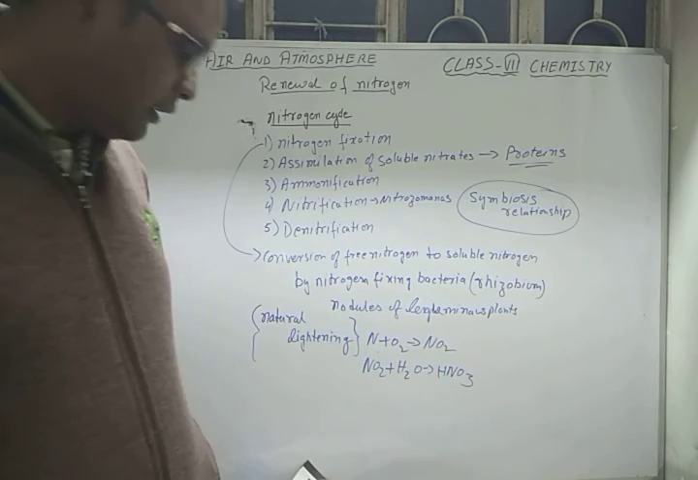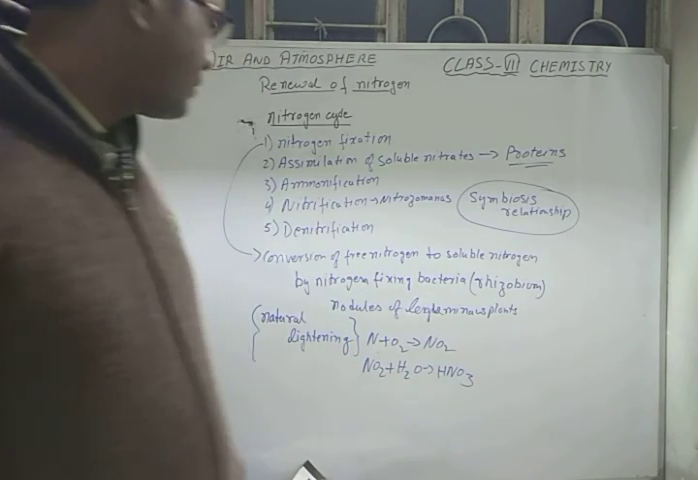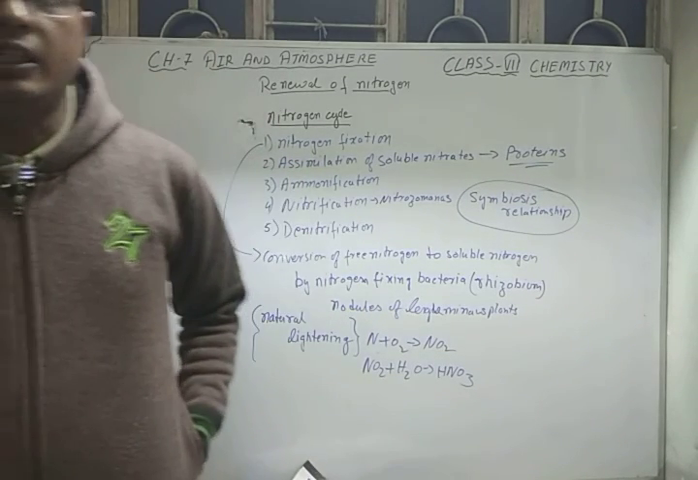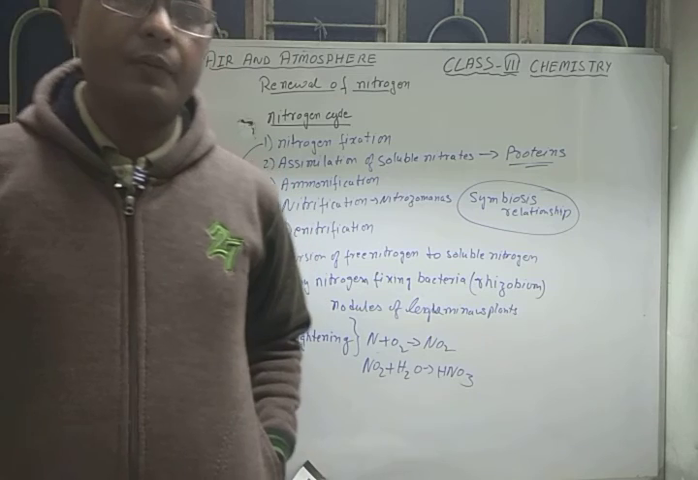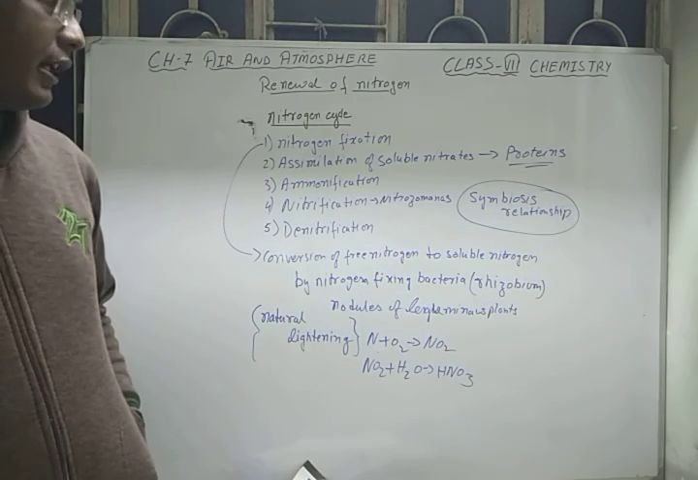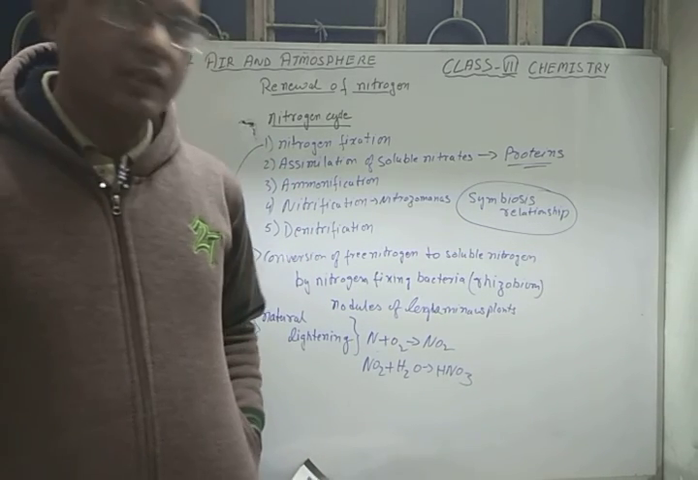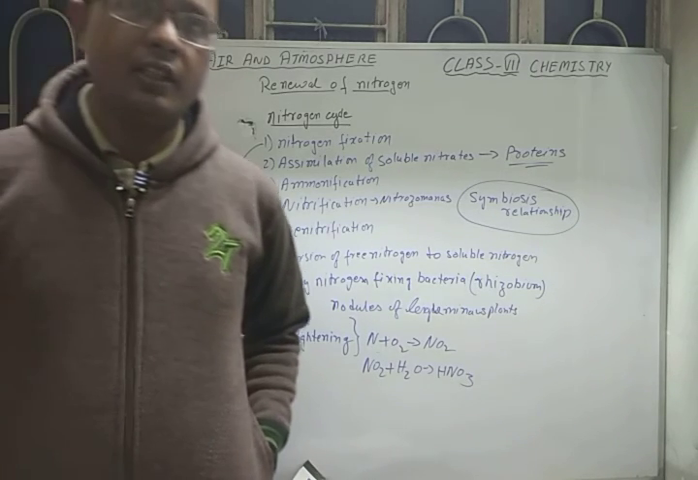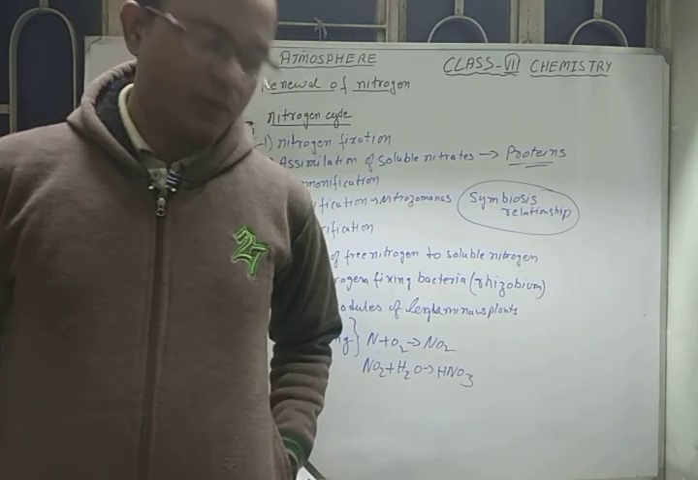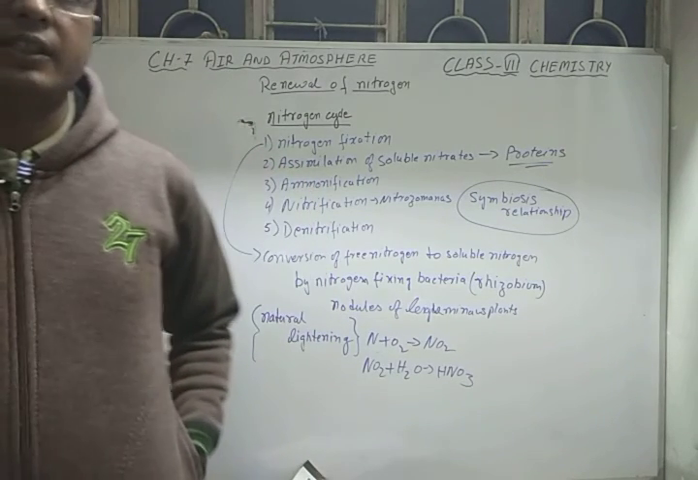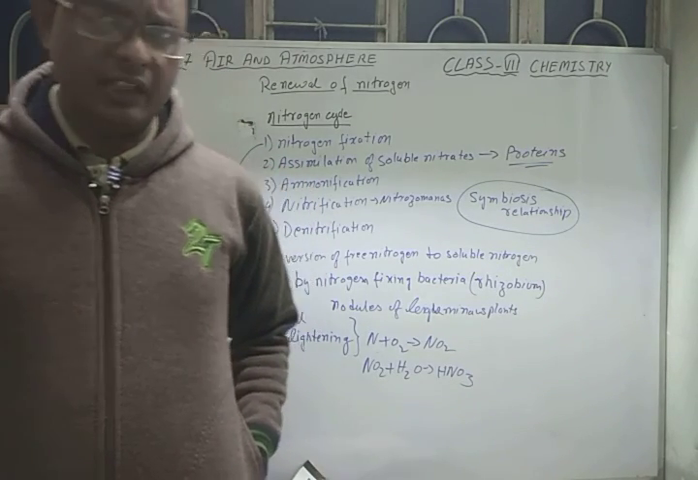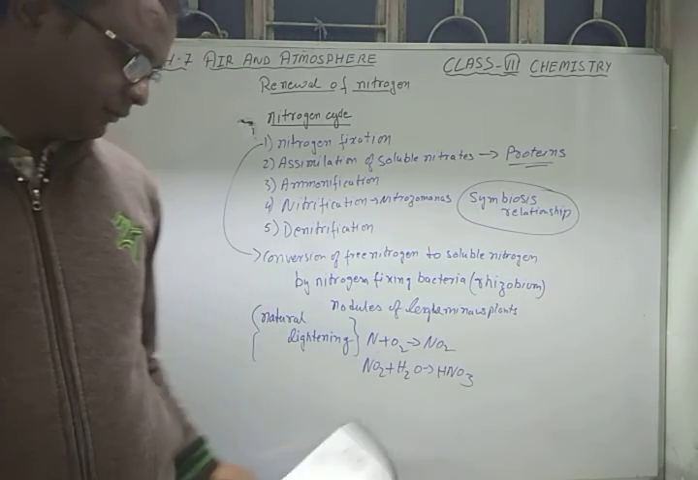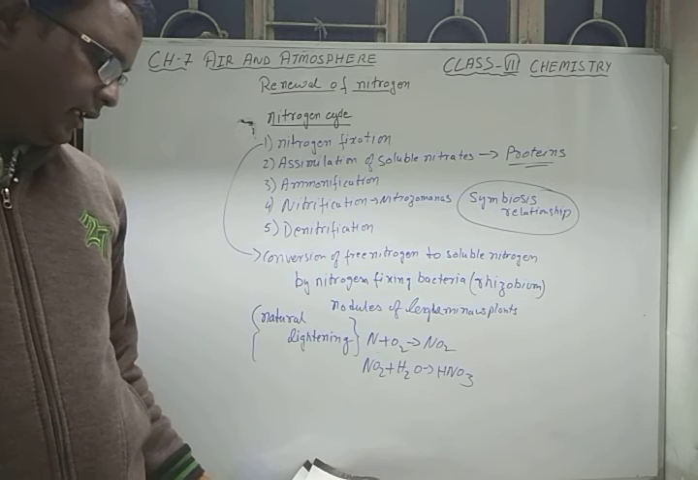So this is about the nitrogen cycle and the five steps that we have to see for the nitrogen cycle in nature. Students, hope you have understood this nitrogen cycle. In the next video class, we will do the next component of air, that is oxygen. Again we will see the properties of oxygen, reactions of oxygen, and obviously the oxygen cycle.